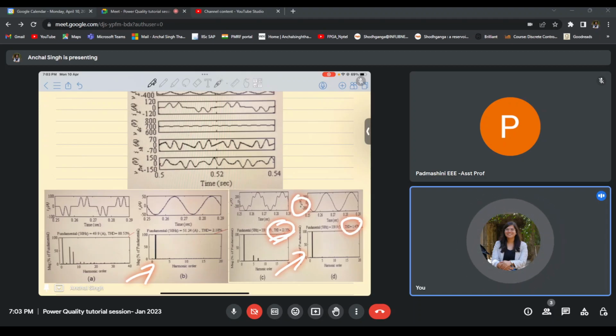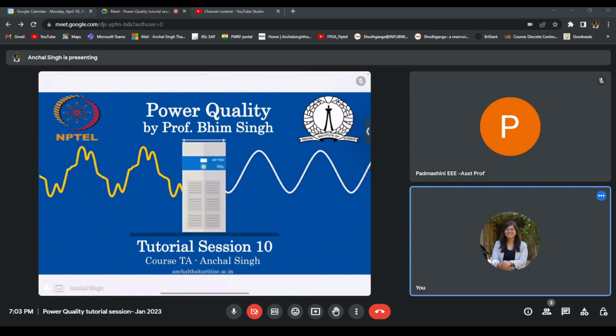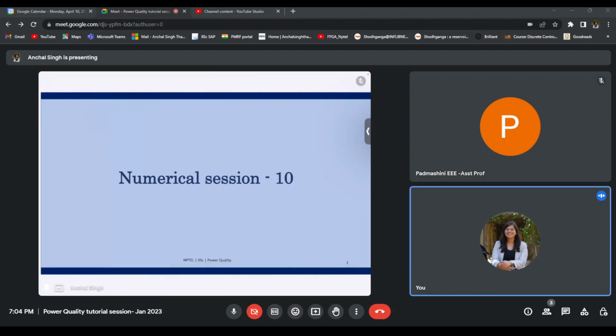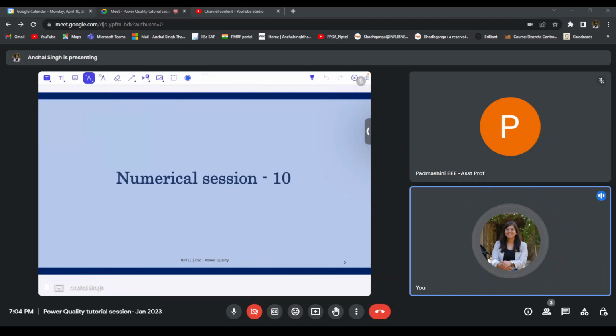Okay, then we'll move on to the numerical part for today. So this is our 10th numerical session, and we'll be solving numerical problems related to hybrid power filter in today's session. So let us start our discussion.